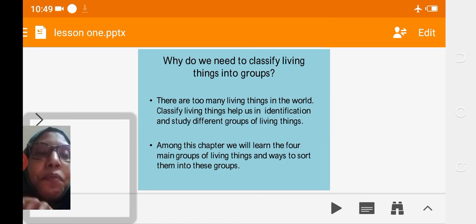Why do we need to classify living things? It makes it easier for us to identify and study them.